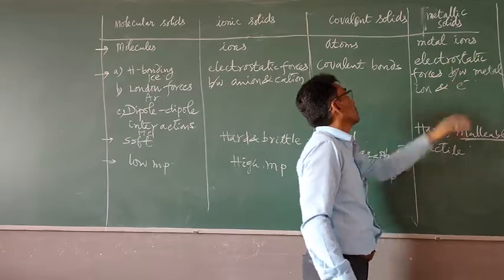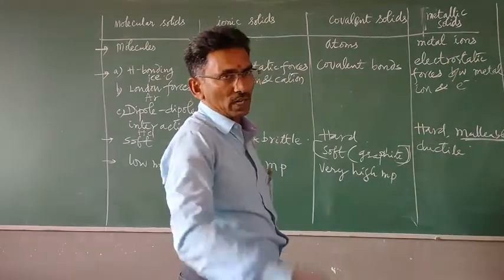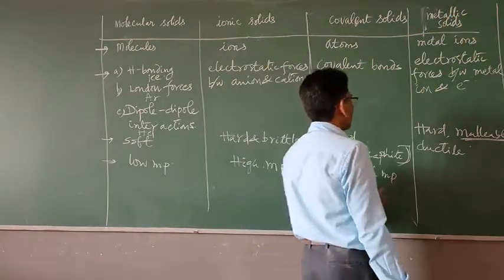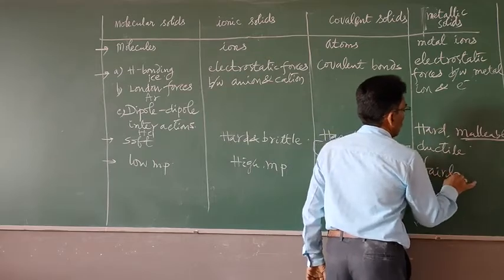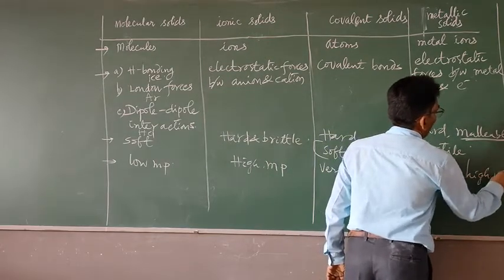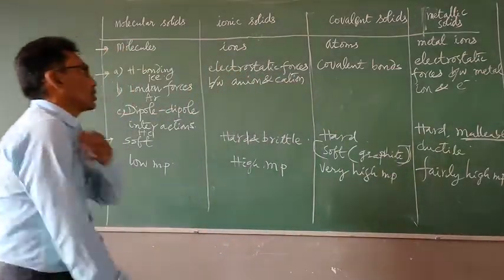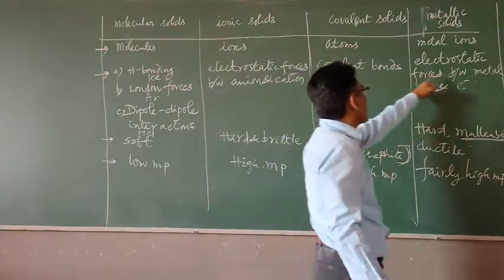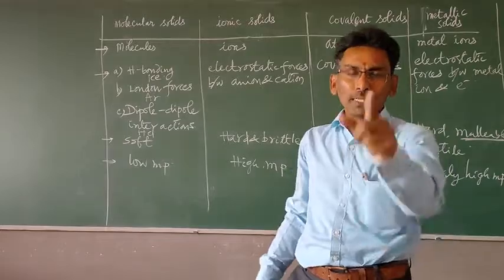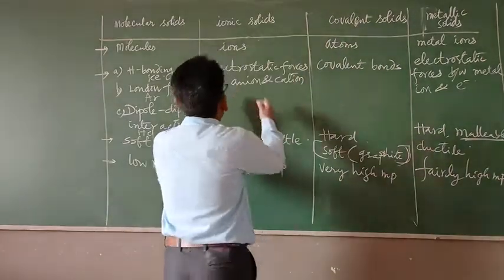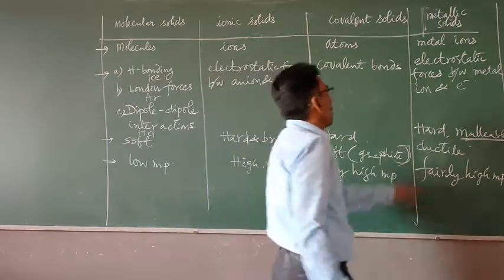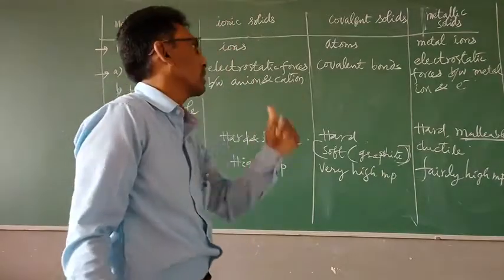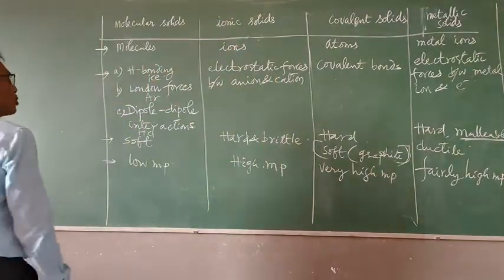So here, how is the melting point? Melting point of sodium is very low. Melting point of iron, tungsten, very high. So it is fairly high. Fairly high melting point is shown by metallic solids because the bond is not as strong as covalent bond. In both cases the term electrostatic forces is used, but here the electrostatic force between anion and cation is very strong. Between a metal ion and a mobile electron it is less strong, or weaker. That's why fairly high melting points are observed.